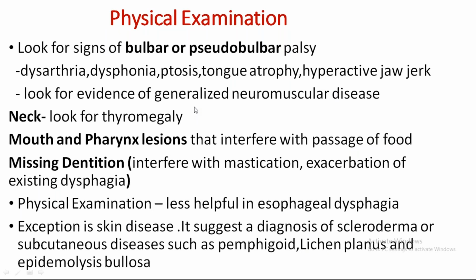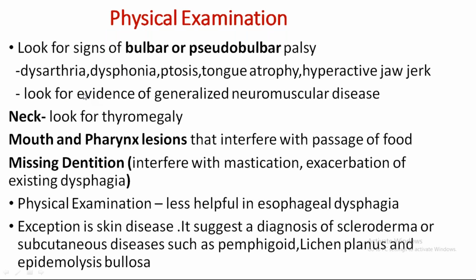So, physical examination: look for signs of bulbar and pseudobulbar palsy. When there is bulbar and pseudobulbar palsy, the neck muscles and the pharyngeal muscles will be paralyzed. These may be associated with dysarthria, dysphonia, ptosis, tongue atrophy, and hyperactivity of the jaw jerk. Also look for evidence of generalized neuromuscular disease.